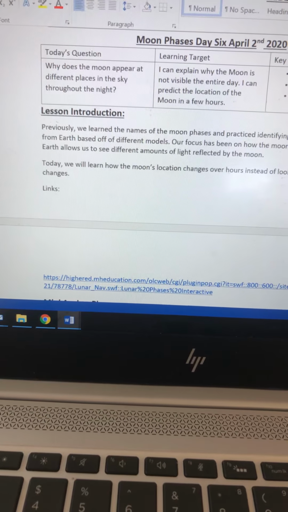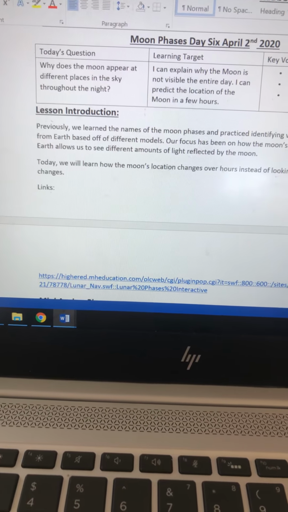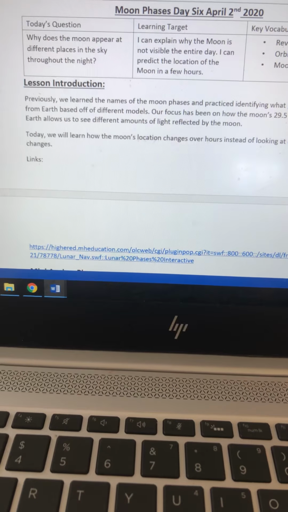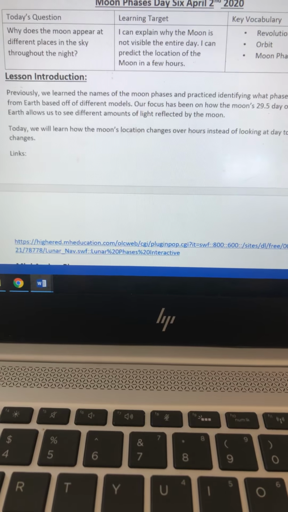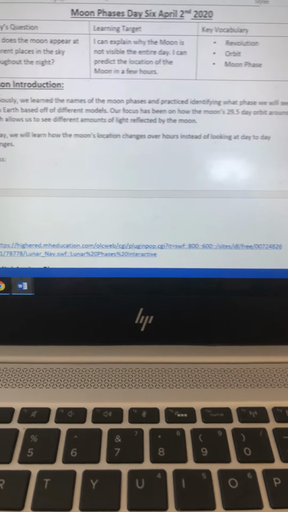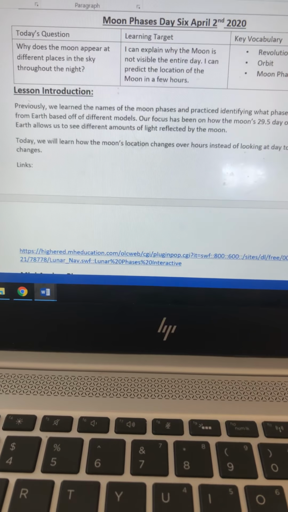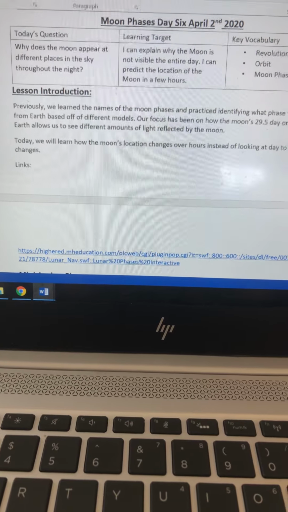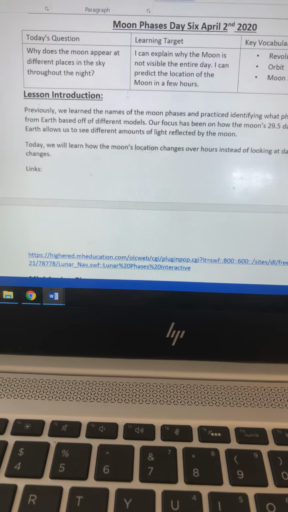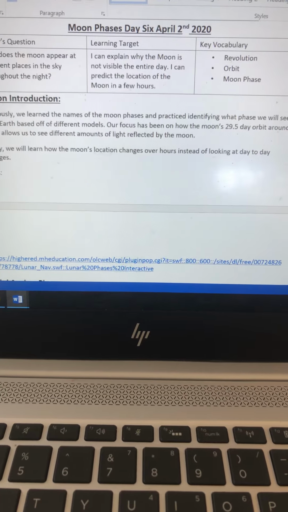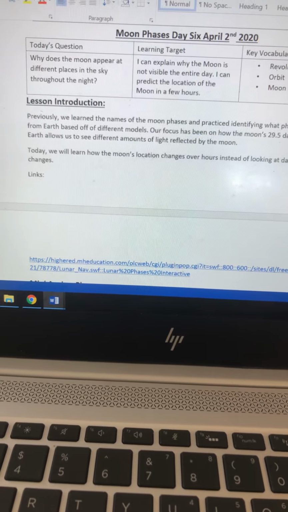Starting at the lesson introduction, previously we learned the names of the moon phases and practiced identifying what phase we will see from Earth based off of different models. Our focus has been on how the moon's 29.5-day orbit or revolution around Earth allows us to see different amounts of light reflected by the moon. Today we will learn how the moon's location changes over hours instead of looking at day-to-day changes.